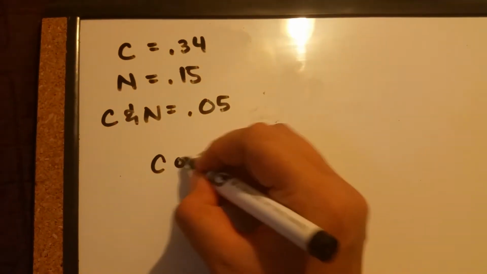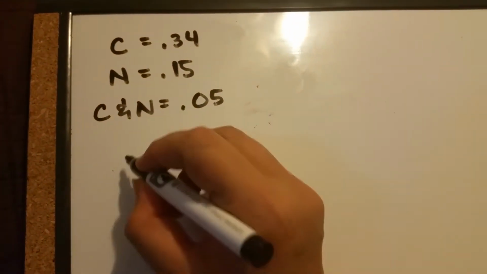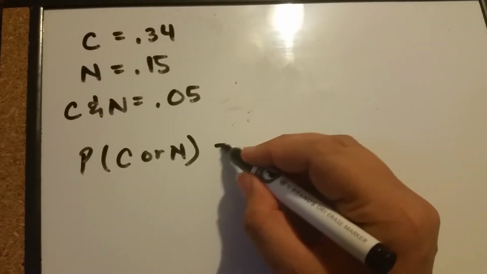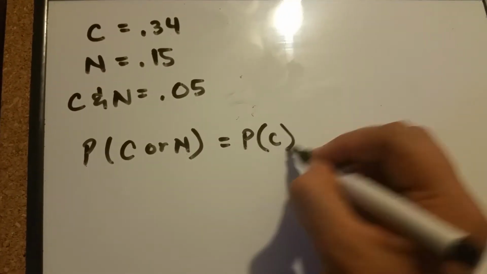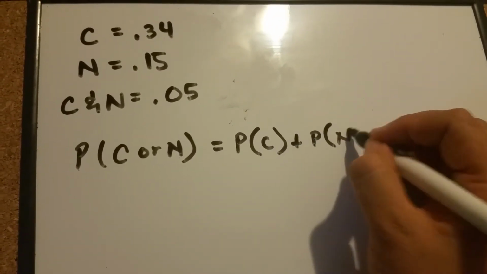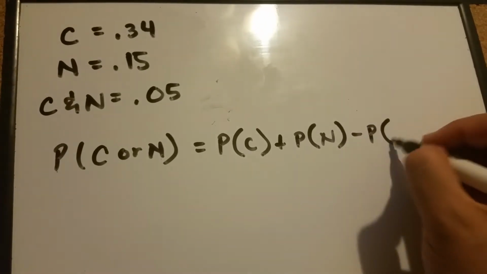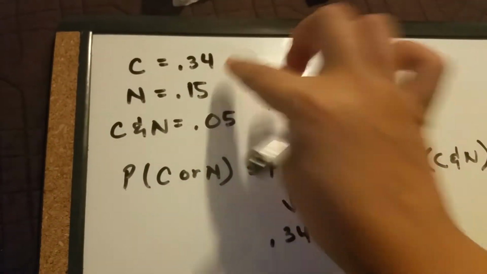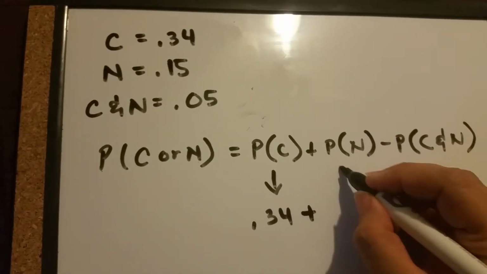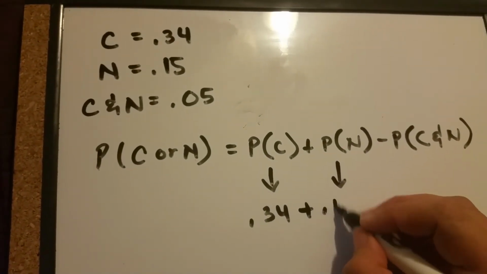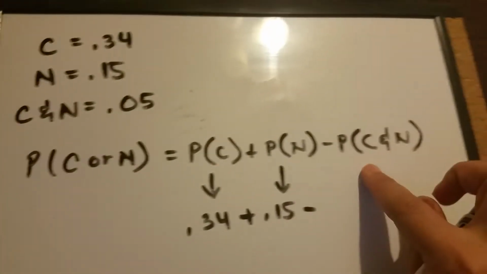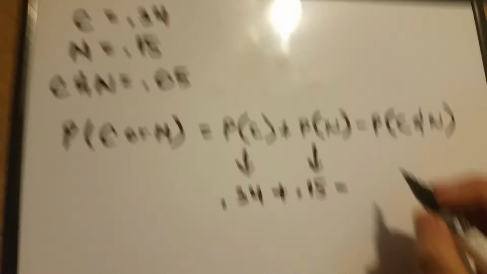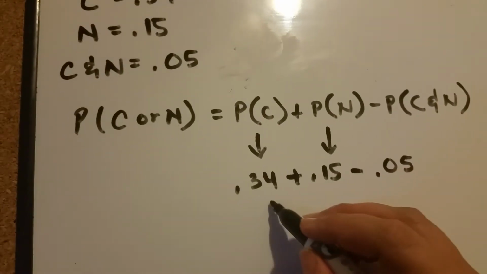Okay, we got chocolate or nuts. Probability equals probability of C plus the probability of N minus the probability of C and N. Again, let's put all of our numbers in. We've got C, 0.34 for me. My N is 0.15 minus my chocolate and nuts together, 0.05. Put all three together.